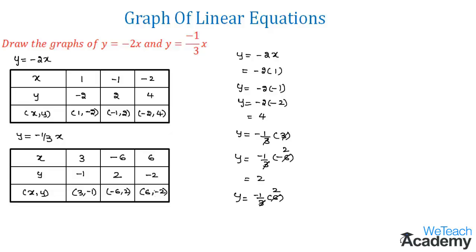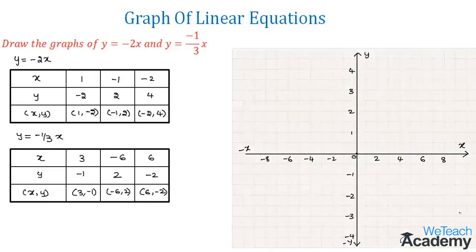And now let us represent both the equations in a graph sheet. First let us mark the ordered pairs of the equation y is equal to minus 2x. In this graph we have considered the scale of the x-axis as 2 units and the scale of the y-axis as 1 unit. The first ordered pair is 1 comma minus 2, so we get a point over here in the fourth quadrant. Then we have the next ordered pair as minus 1 comma 2.